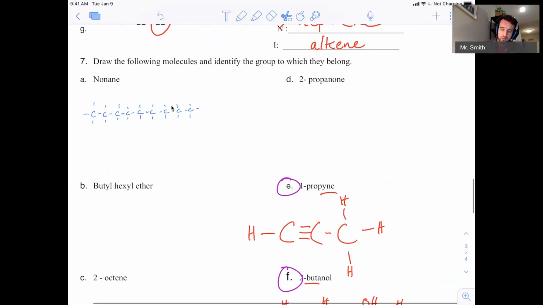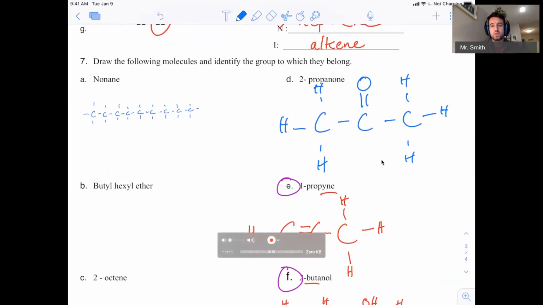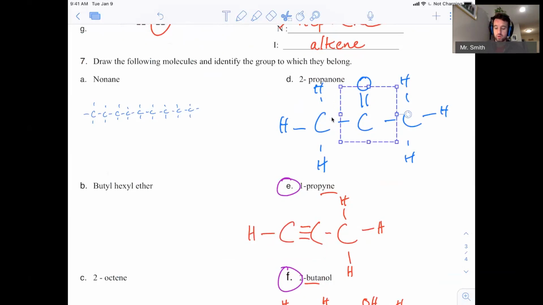Propanone. Prop has 3 carbons. Prop 1, 2, 3. Now anone means double bonded O, and in this case it's going to fall on the second carbon. Be careful here, because nothing goes underneath this carbon. Notice it already has 4 bonds. So we can't put a hydrogen below the carbon with the double bonded O.